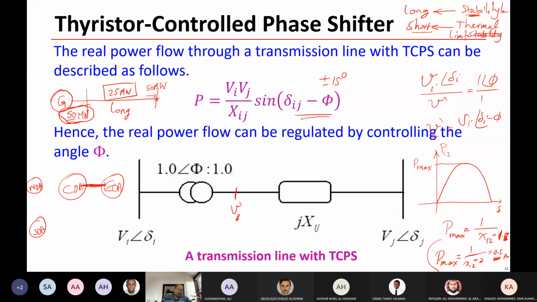So here, for this long transmission line, if its reactance equals 2, that means this is the stability limit here. You cannot exceed 0.5 per unit. And if 1 per unit is rated, you cannot exceed 25 gigawatt through this transmission line. And of course, if the line is longer and longer, this will be lower and lower. Is it clear?